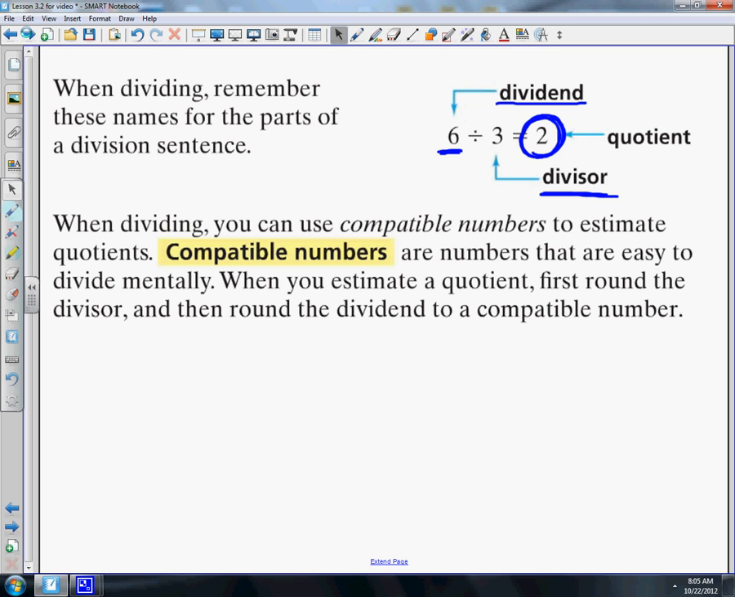So I have 6 people. I'm going to divide them into 3 groups. That would be 2 people per group. So when dividing, you can use compatible numbers to estimate quotients. This is a really nice thing.